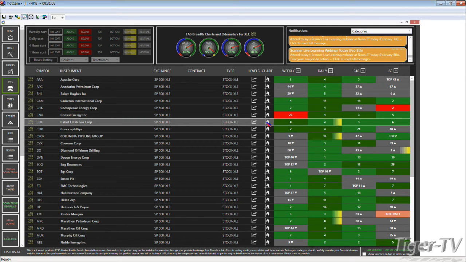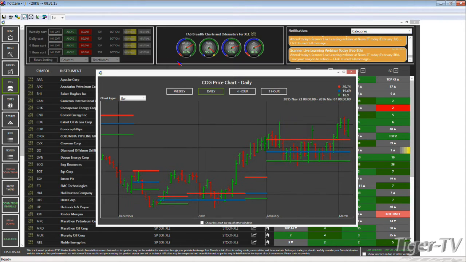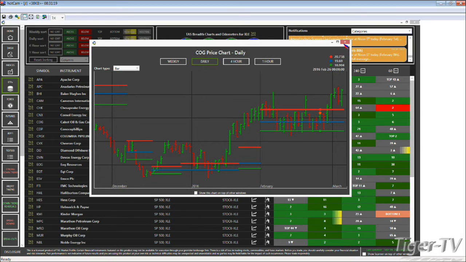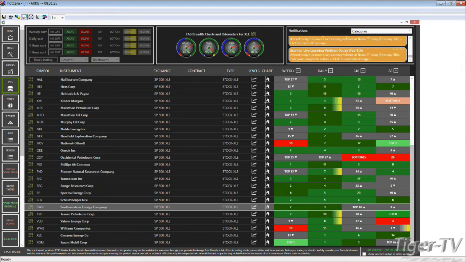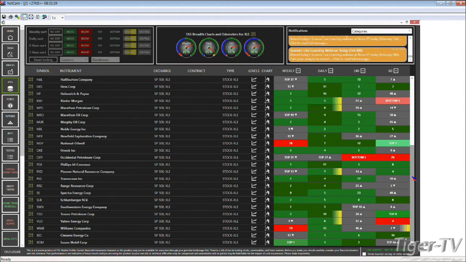This Cabot Oil and Gas Company, oh yeah, this has been one that's just been sitting. And SWN tested my nerve. It came right back down to the weekly unfair lows and then did another bounce here. We're back at $9. This has been a nice little cheap stock to trade, knowing that your downside is zero, of course. The scanner really has put some really cool things on the radar screen for us.